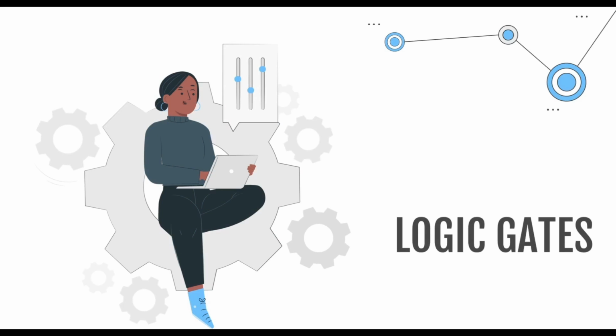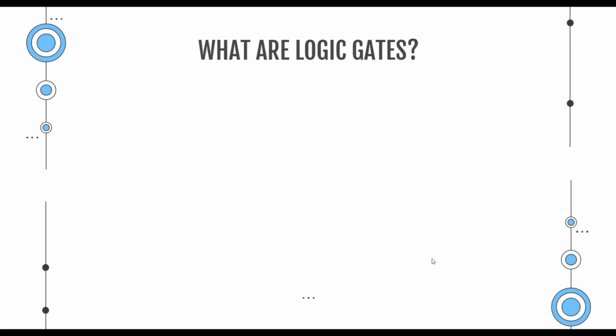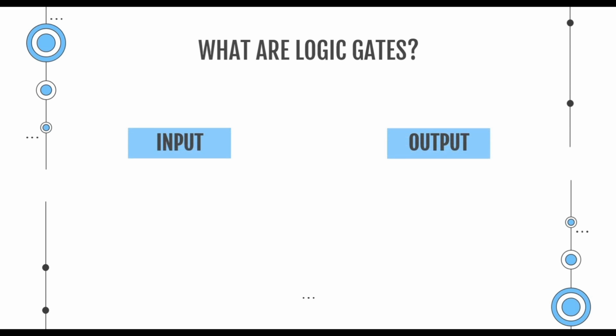In this chapter, we are going to talk about the logic gates. First, what are these logic gates? A logic gate is a basic component in any digital system. A logic gate is an electronic circuit having one or more inputs and only one output. And there is a relationship between input and output.